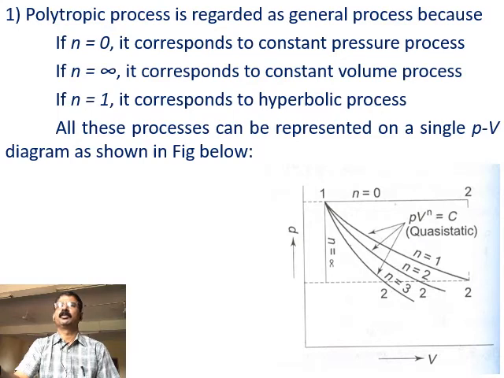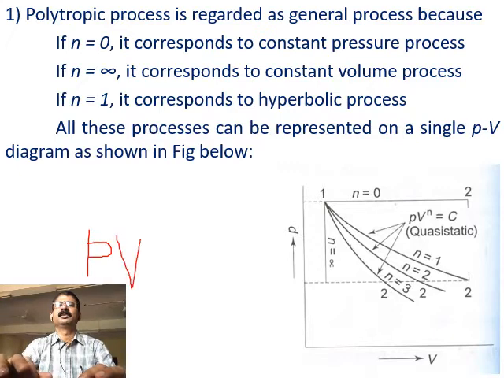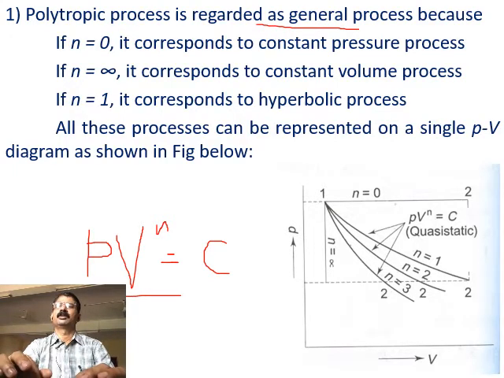connected to the polytropic process. This polytropic process is considered a general process because the PV relationship for the polytropic process is PV to the power n is equal to C. So this is already discussed. Let me write that: PV to the power n is equal to C. Now, why is it called a general process? Because this represents all processes.